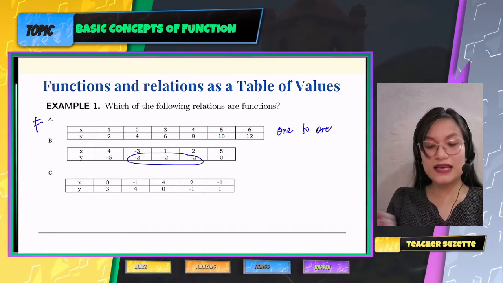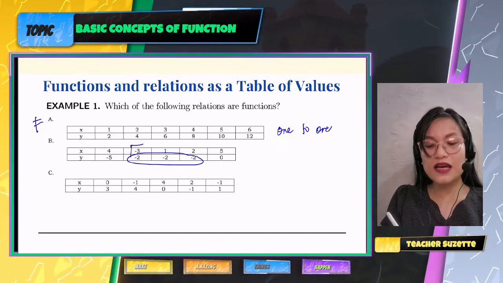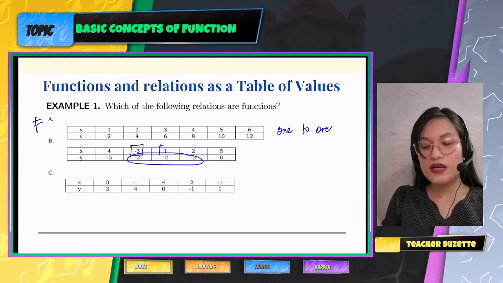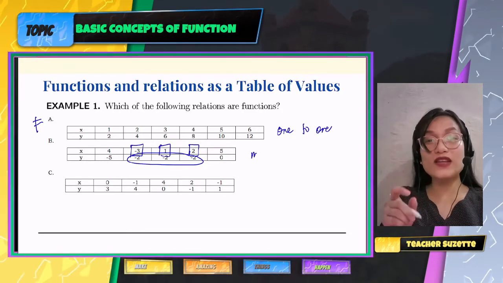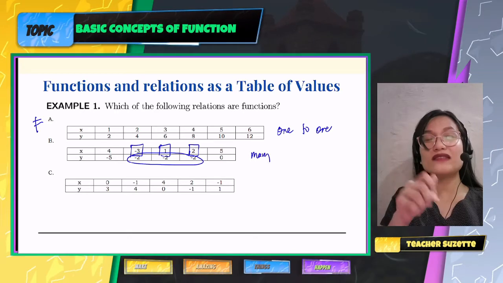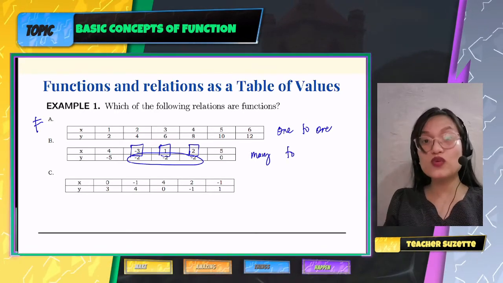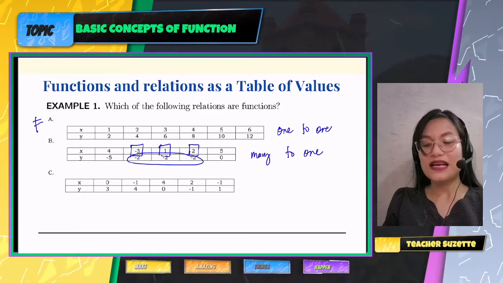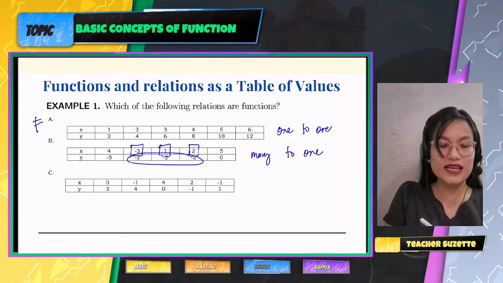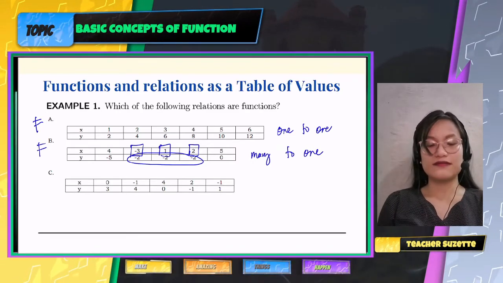Many to one kasi for the value of x, specifically negative 3, 1, and 2, many, magkakaroon ka ng one value of y. Or meron kang tatlong input, magkakaroon ka ng isang value na negative 2 as your output. So, therefore, you will have a many-to-one kind of relation, which is an example of a function.